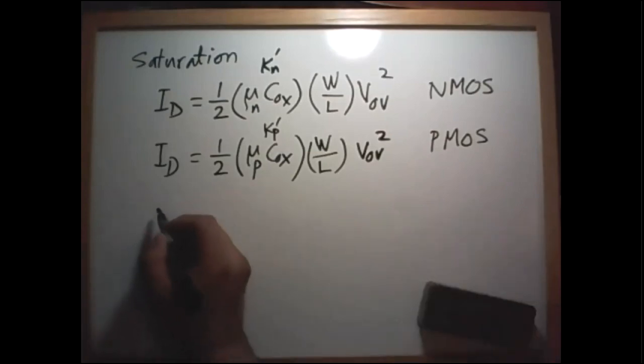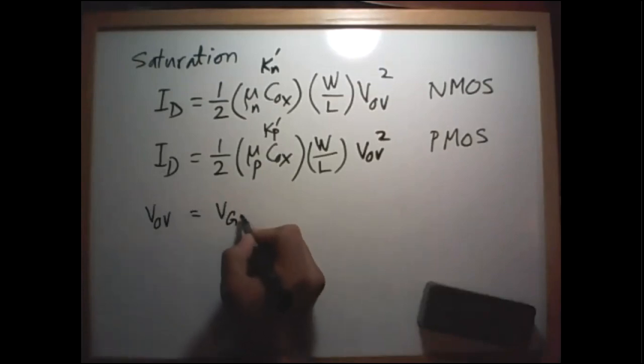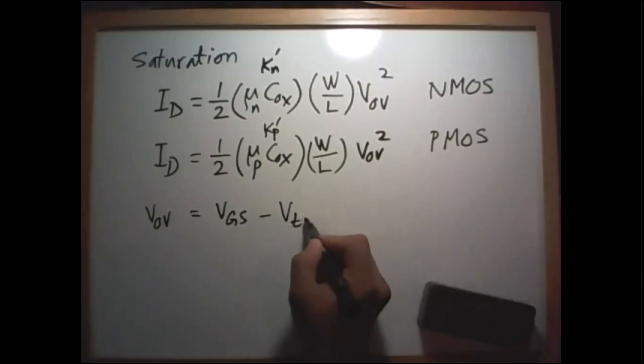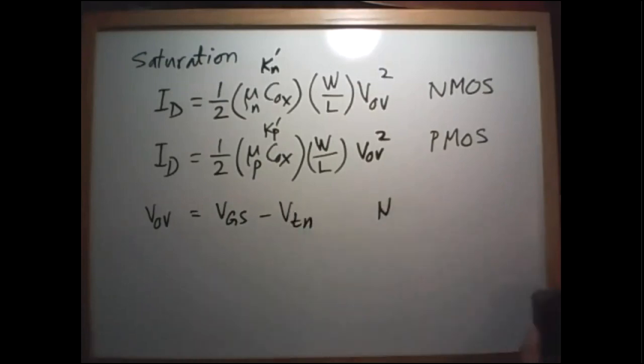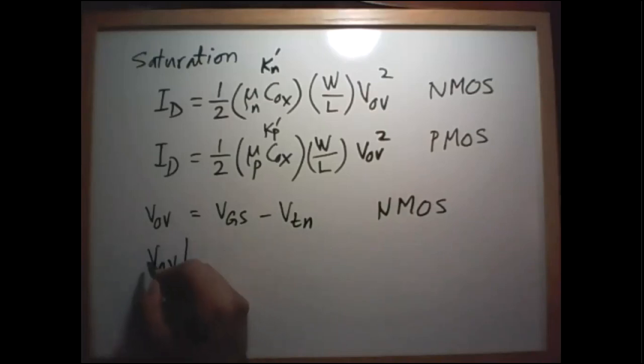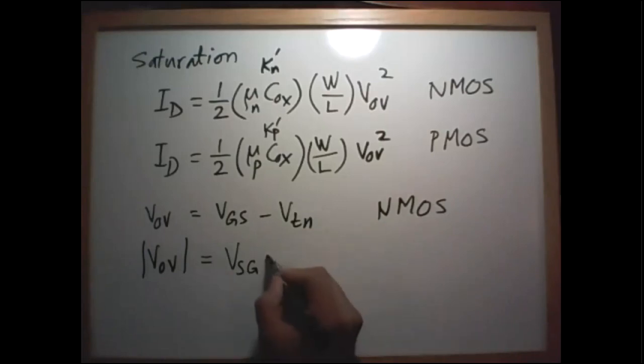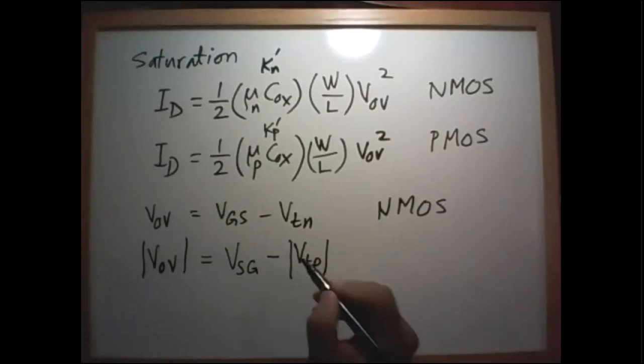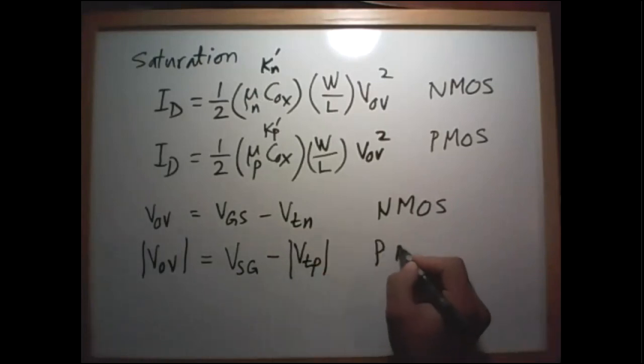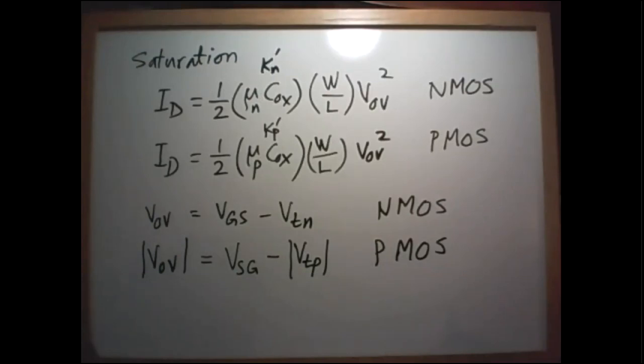That's correct. So I'm going to define them here. V overdrive is VGS minus V threshold N, if this is NMOS. How about for PMOS? For PMOS, we call it V overdrive magnitude, and this equals VSG, the source to gate, minus V threshold P as a magnitude. So this is how we define V overdrive.